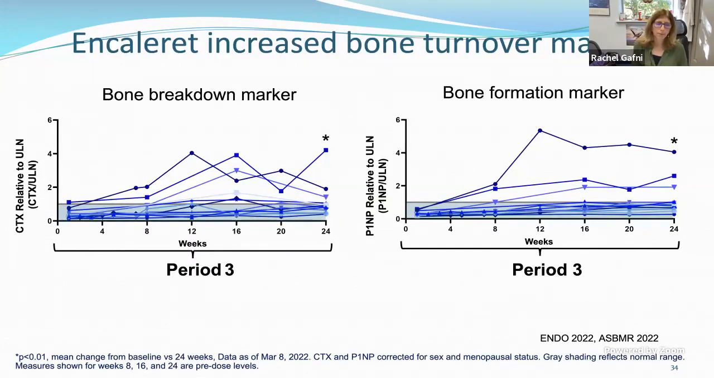Now, remember, hypoparathyroidism is a state of low bone turnover because PTH is necessary to both stimulate bone breakdown and stimulate bone formation. So we saw increases in bone turnover markers in patients while they were taking Encalaret, but for the most part, they stayed within the normal range. There were only 3 patients who still had high bone turnover markers, and we're continuing to follow that.